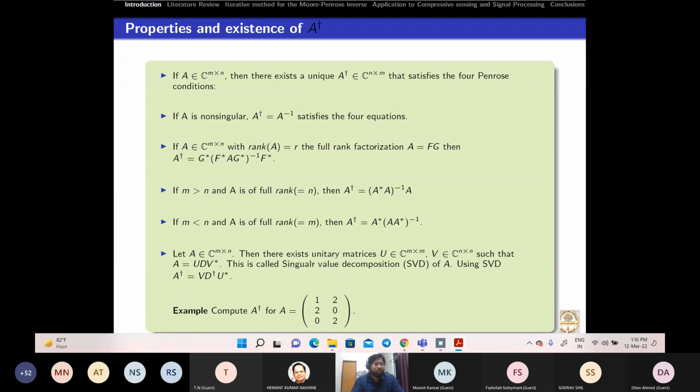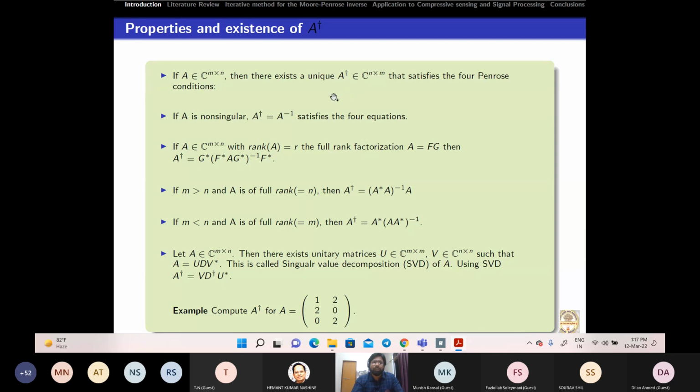Like if I'm simply talking about a generalized inverse which satisfies only one equation, like AXA equal to A, the Moore-Penrose inverse satisfies all four equations. So this says that a generalized inverse may not be unique. For any m cross n matrix, we may have infinitely many generalized inverses. But the Moore-Penrose generalized inverse is a generalized inverse that also satisfies some additional matrix equations.